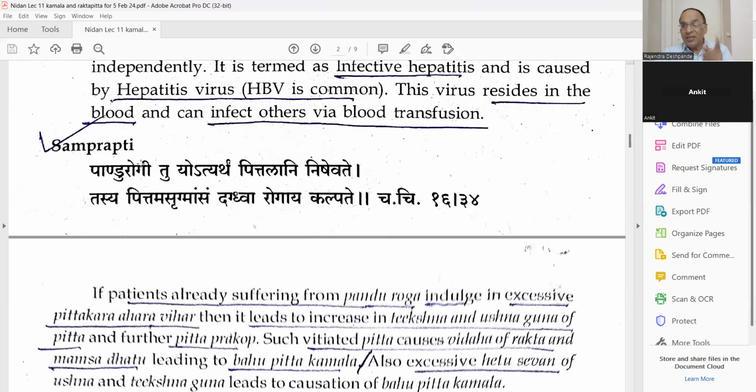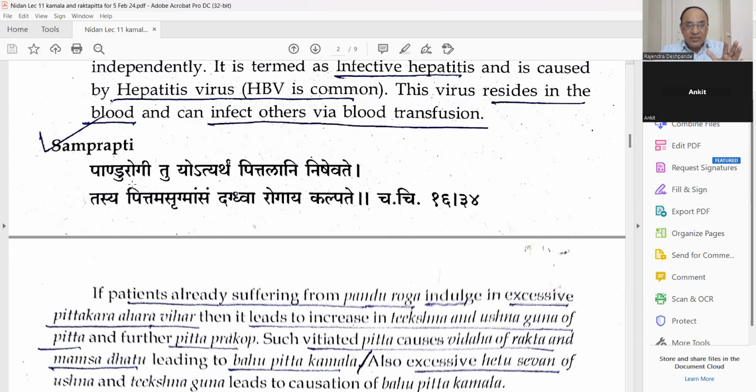Pandurogi, the basic thing is an anemic condition because of the hemolysis. If that person is still eating pitta prakopak ahar, chili, spices, very hot Kolhapur rassa, tamda rassa, non-veg, very irritating, pungent, salty, and sour, pickles, a lot of pickles, a lot of chutneys, that is very dangerous.